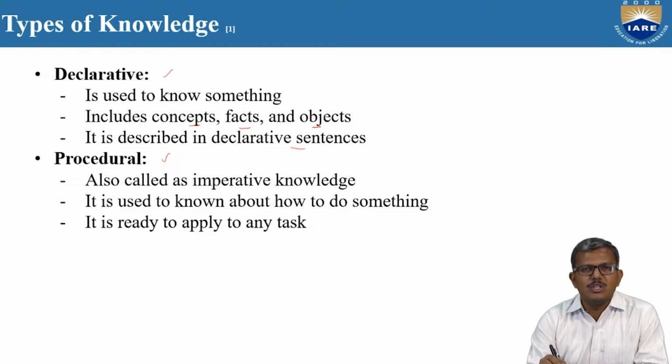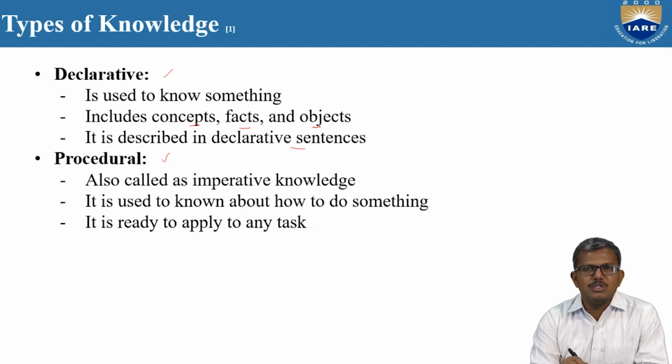So in simple words, we can say that declarative knowledge is a certain kind of information where we are giving some general statements about a particular domain. So these cannot be directly applicable to a particular problem. These are just the examples.